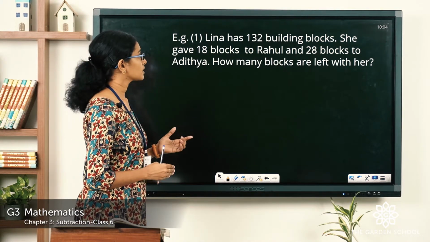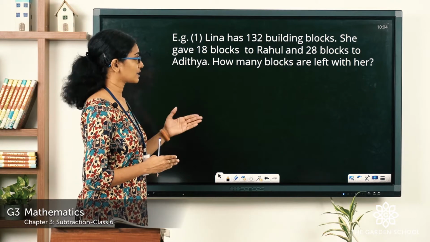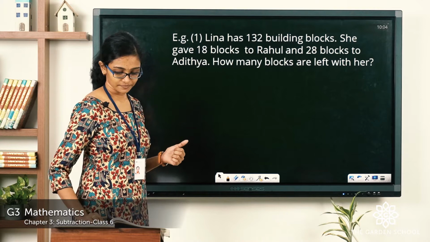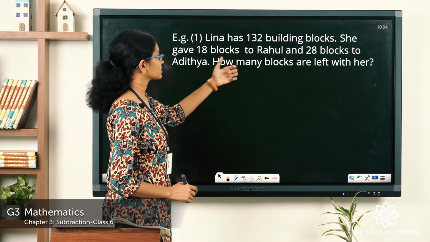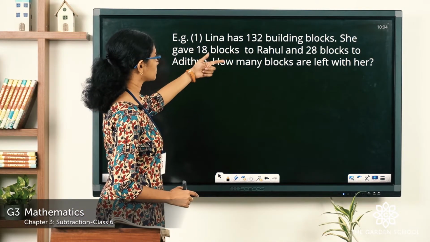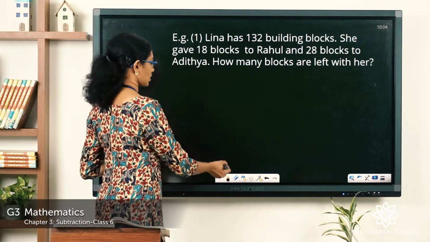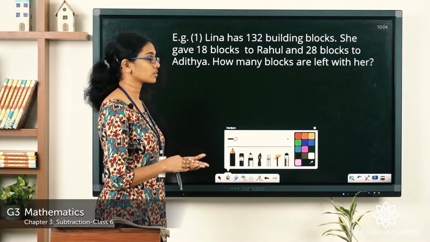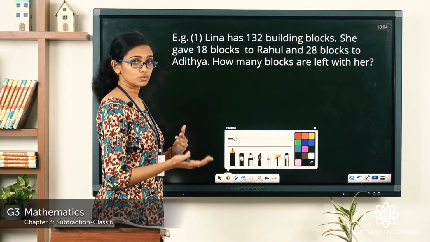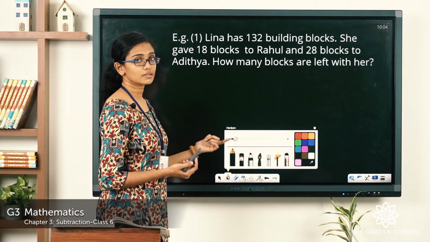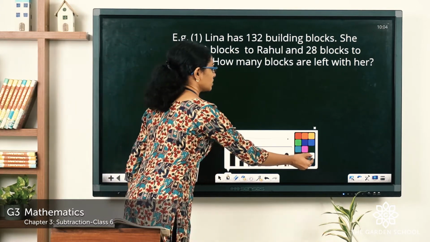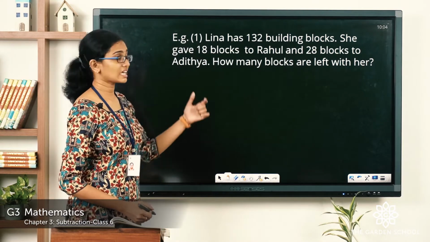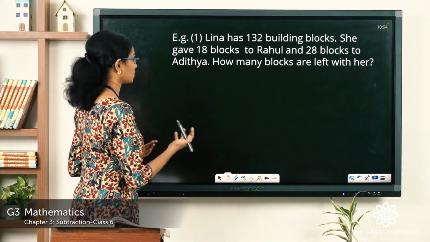So in this problem, we can break down this word problem in two different ways. Let's see the first method. When she had 132 building blocks, first she gave how many blocks to Rahul? She gave 18 blocks to Rahul and then she is left with fewer blocks. Now from those blocks she again gave 28 blocks to Aditya. So let's first subtract the number of blocks she gave to Rahul and find out what she is left with.